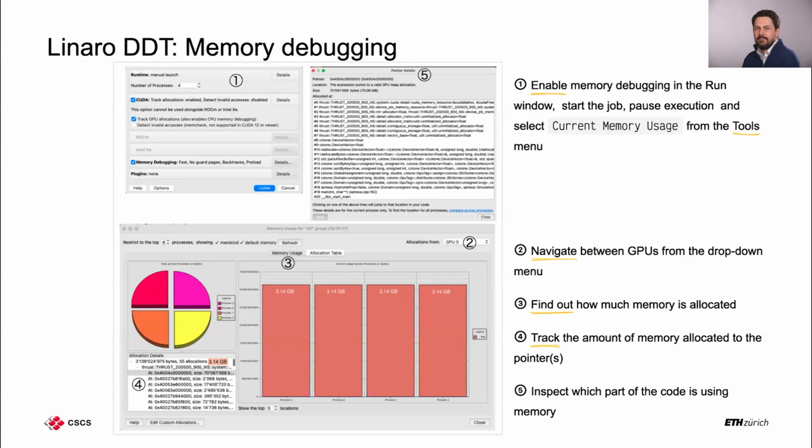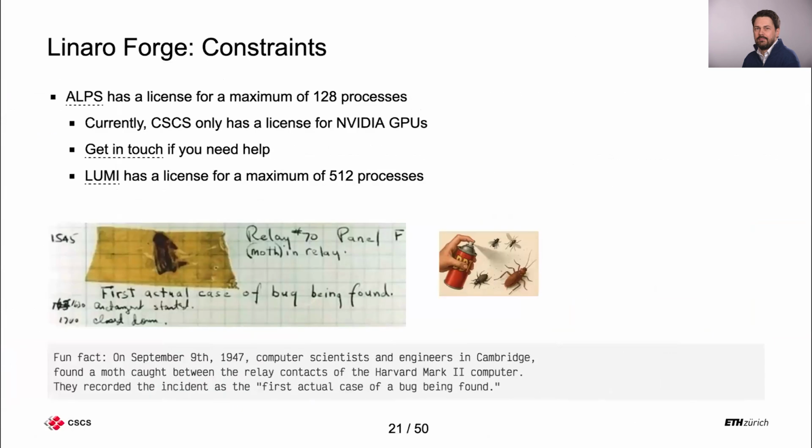You can track every allocation, and you can go back to what part of the code did the allocation. So it's a nice way to see where your code is allocating a lot of memory, or even find memory leaks. Okay, so that's the end for DDT.